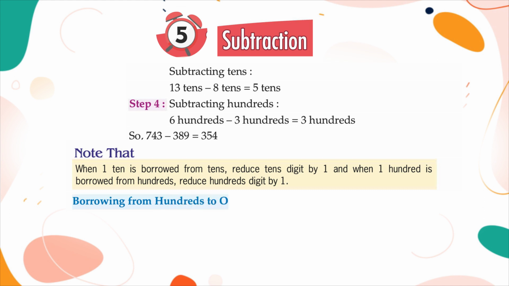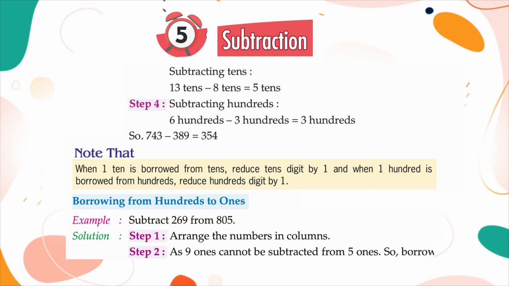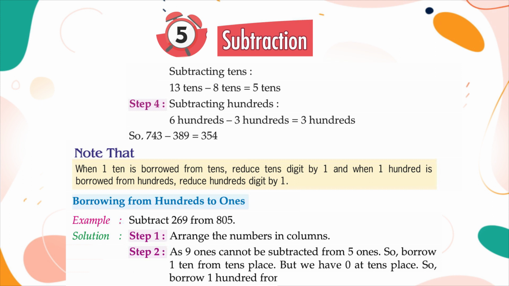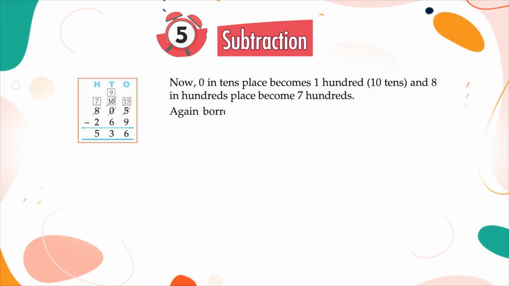Borrowing from hundreds to ones. Example, subtract 269 from 805. Step 1. Arrange the numbers in columns. Step 2. As 9 ones cannot be subtracted from 5 ones, so borrow 10 from tens place, but we have 0 at tens place. So, borrow 100 from hundreds place to tens place. Now, 0 in tens place becomes 10 tens and 8 in hundreds place becomes 7. Again, borrow 10 from tens place to ones place.